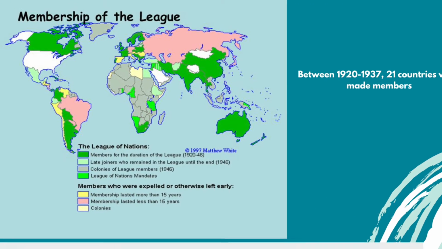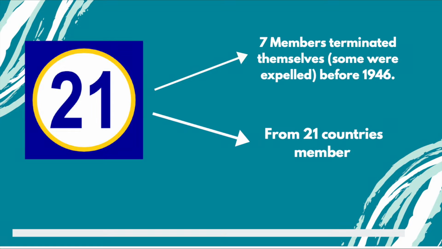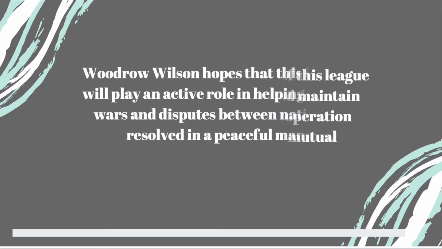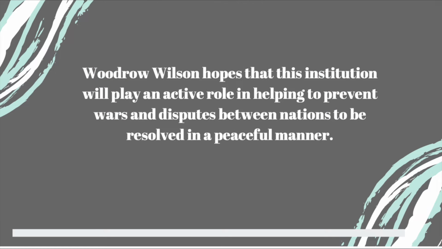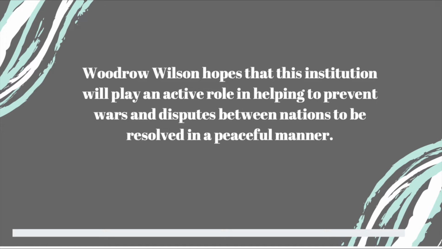Between 1920 and 1937, 21 countries became members, but 7 of those 21 additional members later terminated themselves or some were expelled before 1946. The purpose of the formation of this league is none other than to create and maintain world peace, and to realize cooperation between nations that meet mutual expectations. Woodrow Wilson hoped that this institution would play an active role in helping to prevent wars and disputes between nations to be resolved in a peaceful manner.